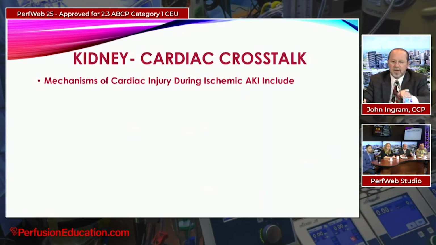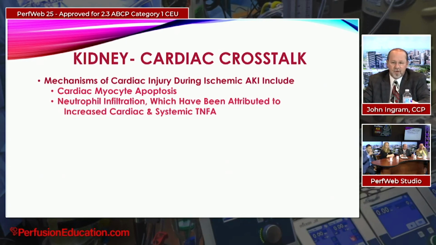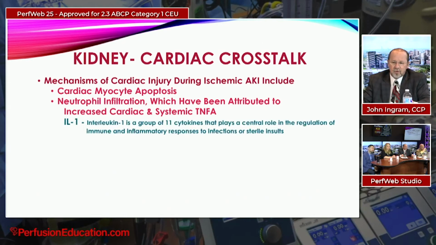So now let's talk about kidney and cardiac crosstalk. Mechanisms of cardiac injury during ischemic AKI include cardiac myocyte apoptosis. So here you have the myocytes of the cardiac cells, unregulated cell death. You have neutrophil infiltration, which we see in almost all inflammatory responses. These have been attributed to increased cardiac and systemic TNF-alpha again. You have your interleukins. Interleukin-1.